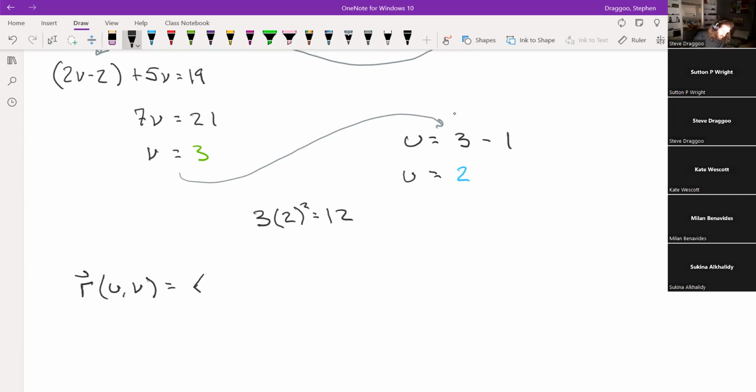Because it's just the vector x, y, z, where x, y, and z are all parameterized already. It's x, and then it's y, and then it's z. That's my curve. But I know what each of those are. X was 2u plus 5v.